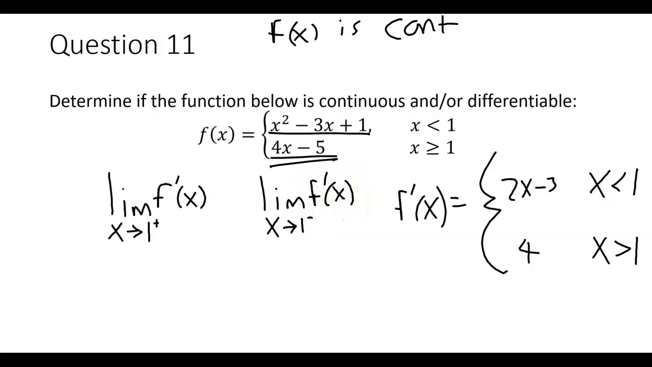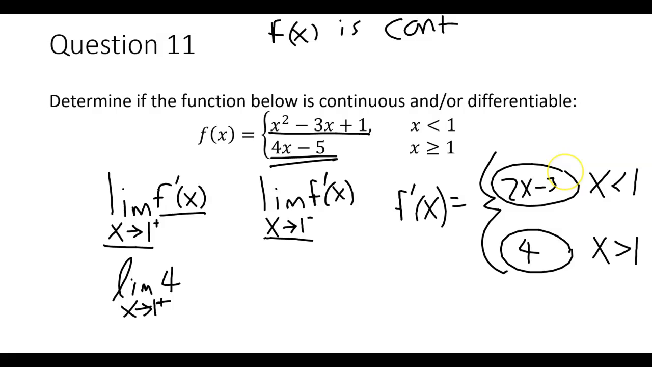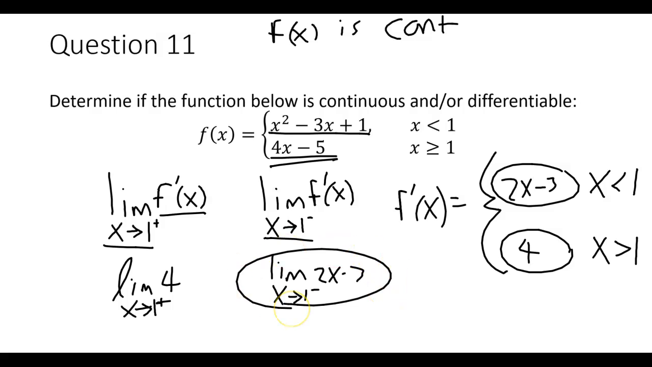Now, if I'm approaching f prime from the right, then I would be using the bottom piece. So the answer for that one is simply 4. I'll write the limit, but anytime you take the limit of a constant number, the answer is just that number, 4. This guy here, we're taking the limit from the left, and so that would be the top piece: the limit as x approaches 1 from the left of 2x minus 3. So plugging in 1 to this piece, I would end up with negative 1. And here the limit of 4 is simply 4.